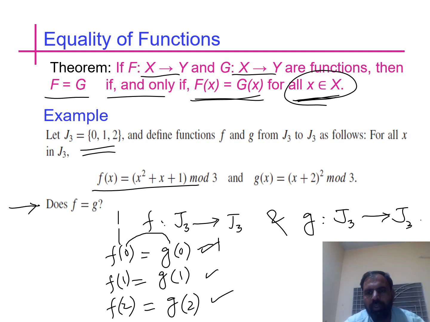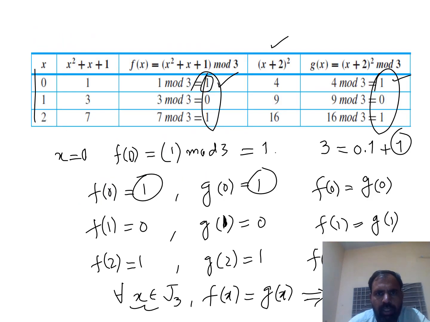I have put the answers in the next slide also, and you can check. If we put x equal to 1, f of 1 becomes 3, and g of 1 is 3 raised to the power 2, which is 9. So mod 3 it's 0, and this will also become 3 mod 3, which is 0. You can check in the next slide.